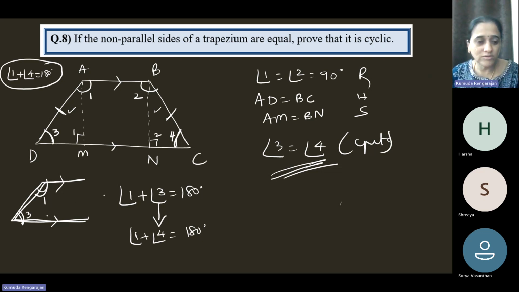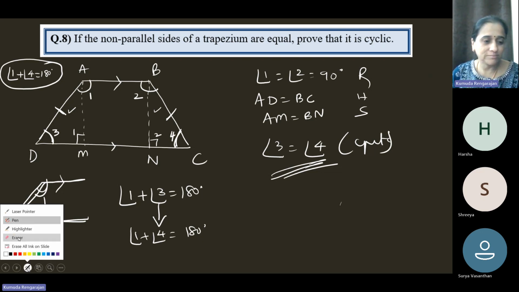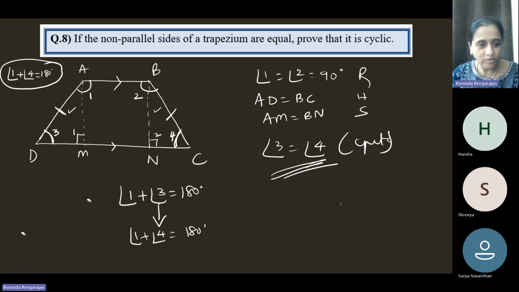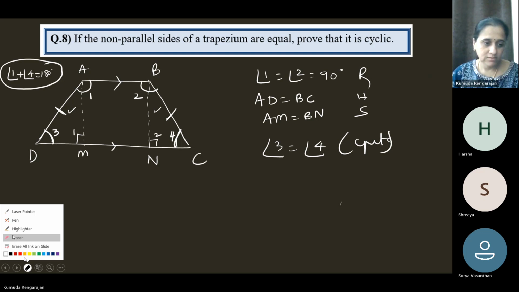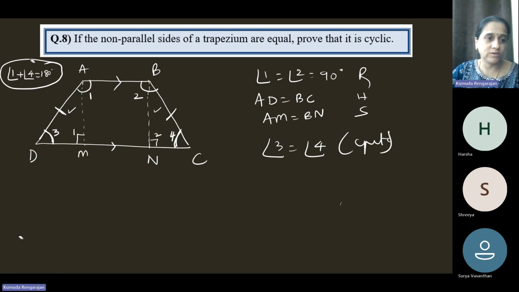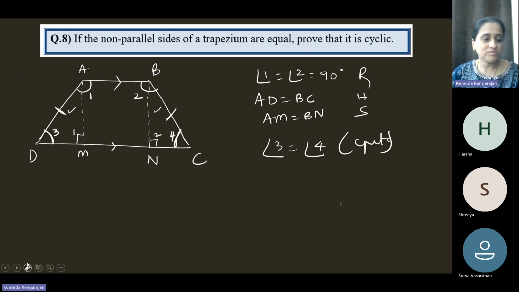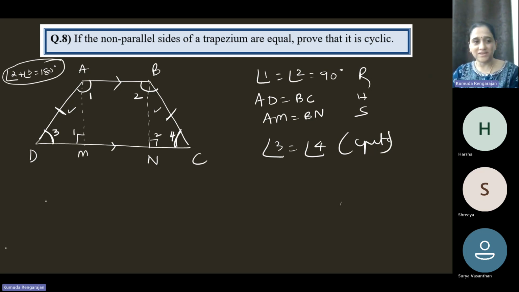You should decide on what you want to prove. Suppose you want to prove that 2 plus 3 is 180. You must write that in a corner. What is it you want to prove? You want to prove that 2 plus 3 is 180. So your goal should be fixed. This is your goal. I want to get 2 plus 3 is equal to 180.